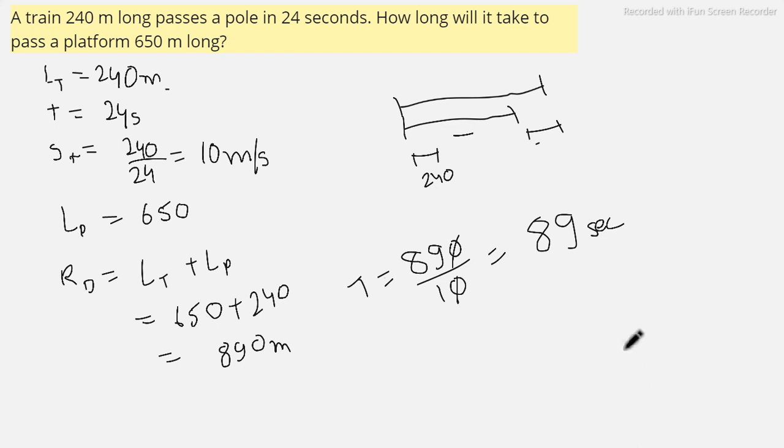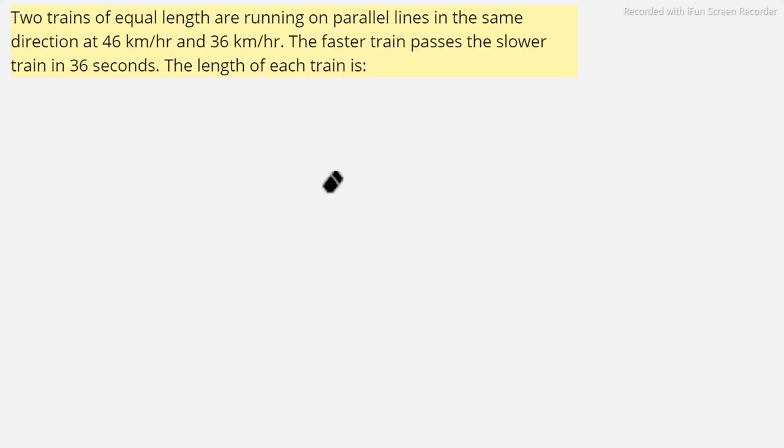Moving on to the next question. Two trains of equal lengths are running on parallel lines in the same direction at 46 km per hour and 36 km per hour. The faster train passes the slower train in 36 seconds. So the length of each train is? Whatever the given information, there are two trains of equal length. We don't know the length of the train, so let the length of the train be x meter.